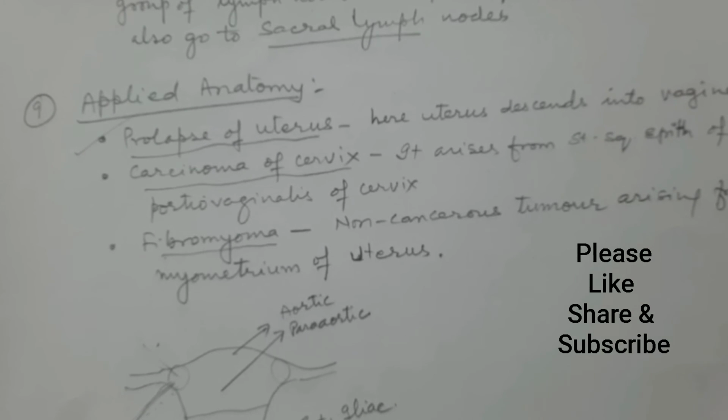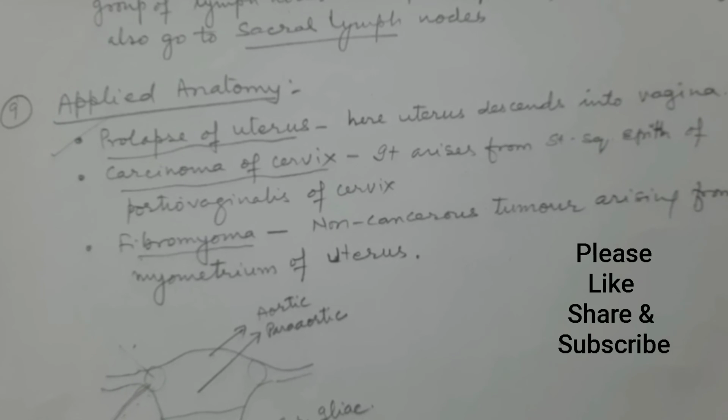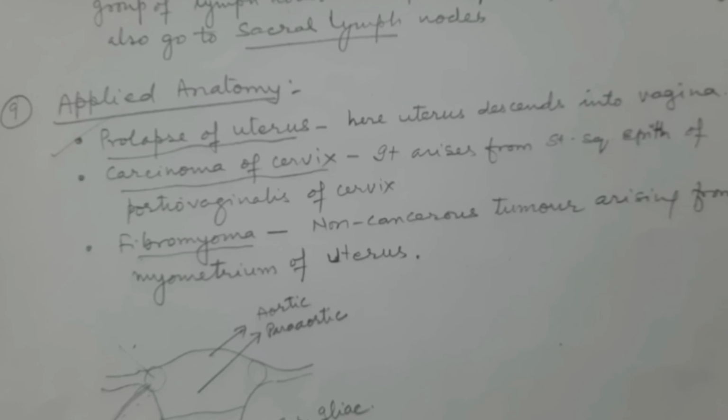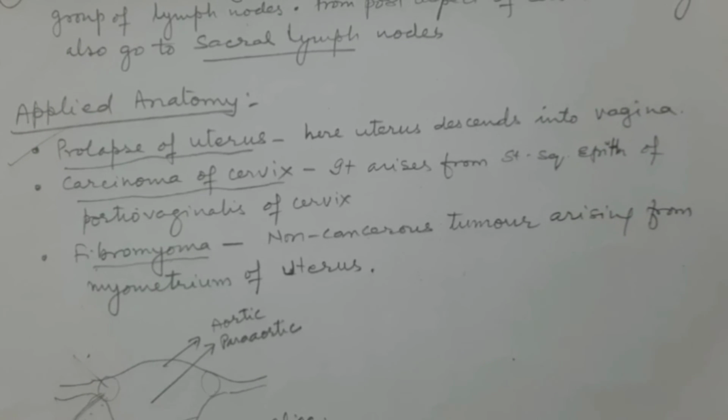Why does the uterus start prolapsing through the vagina? Most of the reasons I will tell you in the next video, on the supports of the uterus. I have intentionally not told you about the ligaments of the uterus, because they will be covered in a separate video. Because of weakness of these ligaments, the uterus starts prolapsing inside the vaginal cavity.